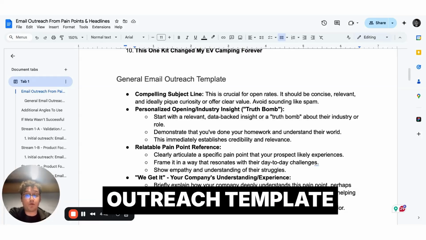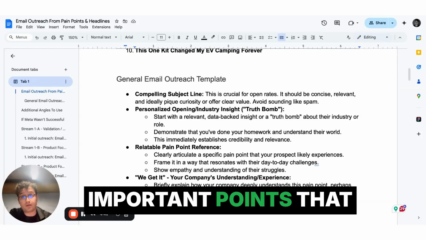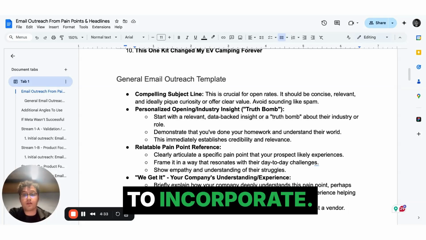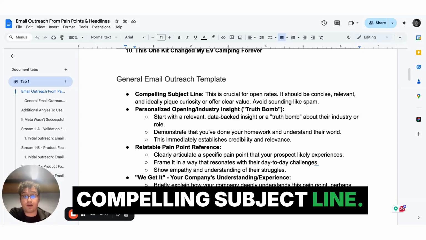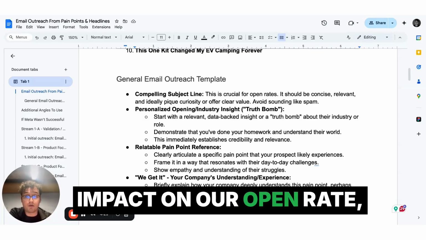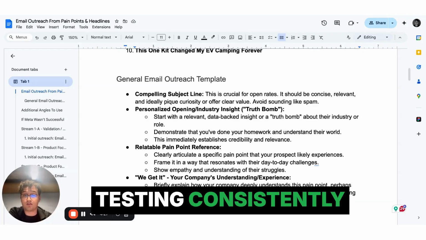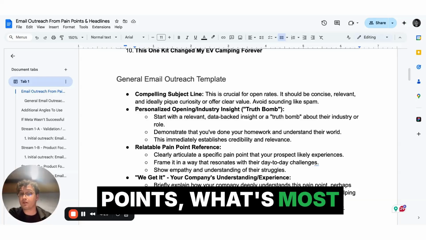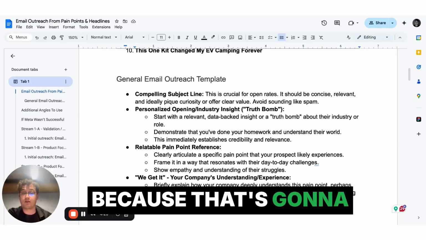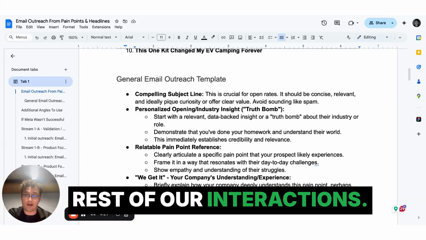So a general email outreach template has a couple really important points that I think are worthwhile to incorporate. The first is always a compelling subject line. This has an incredible impact on our open rate, and it's important to be testing consistently with different pain points. What's most likely to get us an open, because that's going to ultimately determine the rest of our interactions.